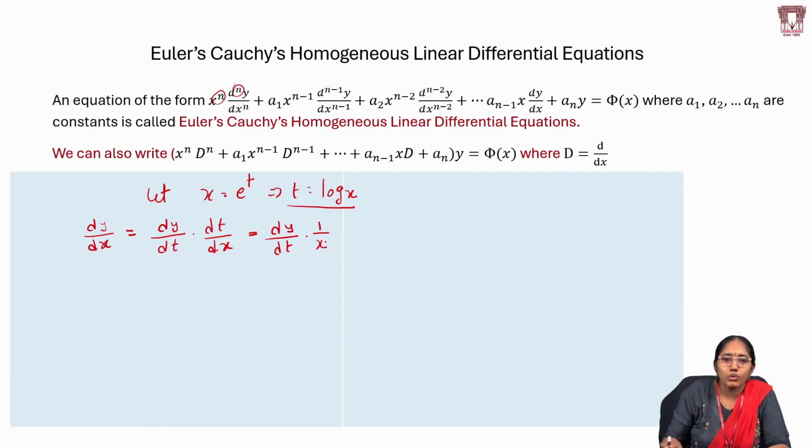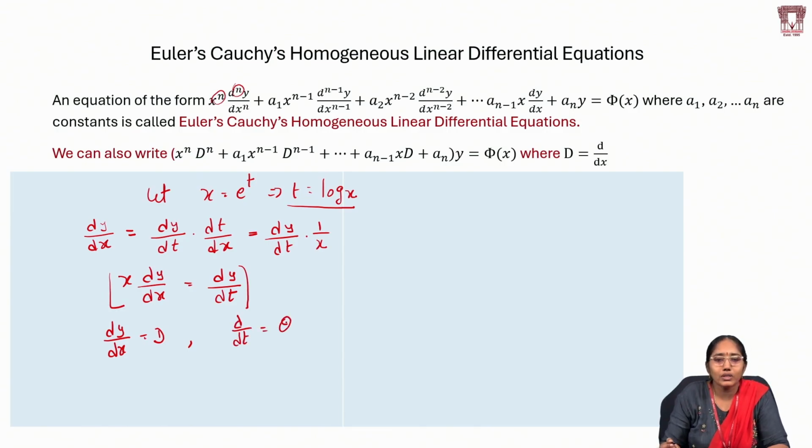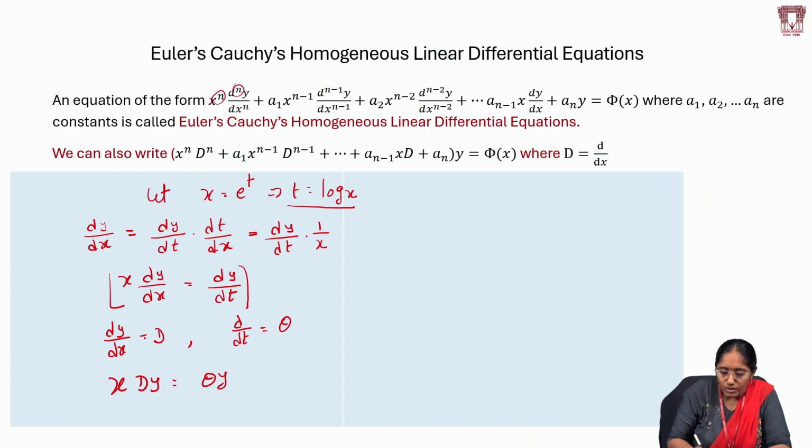If we multiply on both sides with x, then we get x dy by dx equals dy by dt. Here we have the standard notation: dy by dx equals capital D, and dy by dt is the standard notation theta. So we convert into the short form: x D y equals theta y, or we simply write it as xD equals theta.